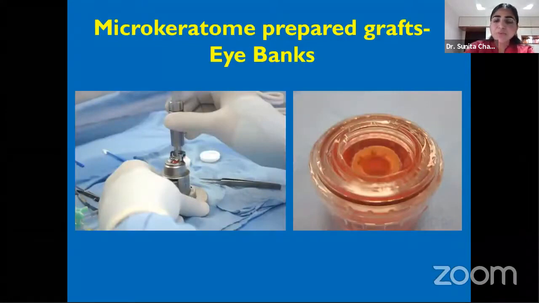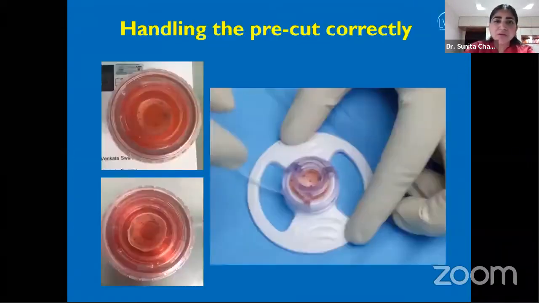The microkeratome prepared grafts are prepared from the eye banks, and the eye banks commonly use the Moria, and they are provided in the viewing chamber like this. When you get the cornea, the pre-cut cornea, it is important to handle the pre-cut correctly.